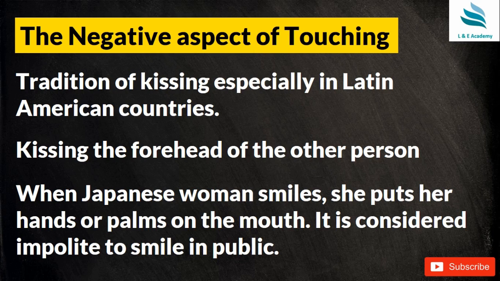When a Japanese woman smiles, she puts her hands on her mouth, because it is considered impolite to smile in public. But we in India don't do that. We smile like anything. We laugh our heart out. But this may not be the way people do that in different countries.